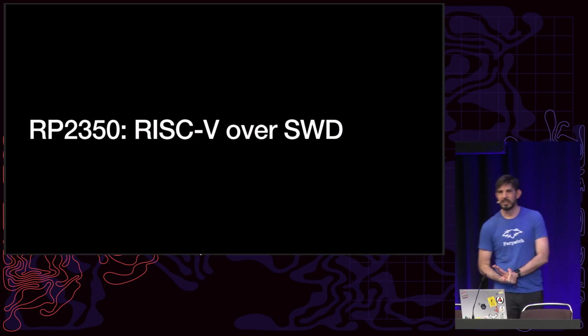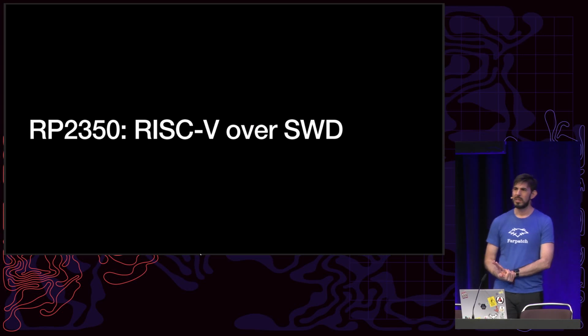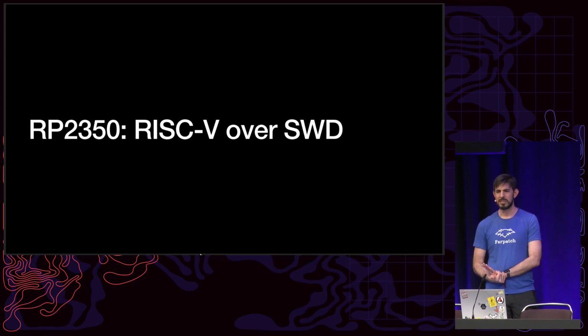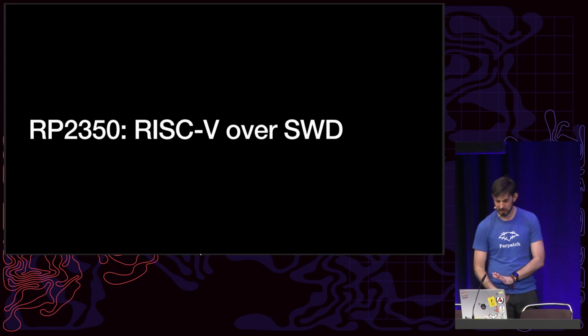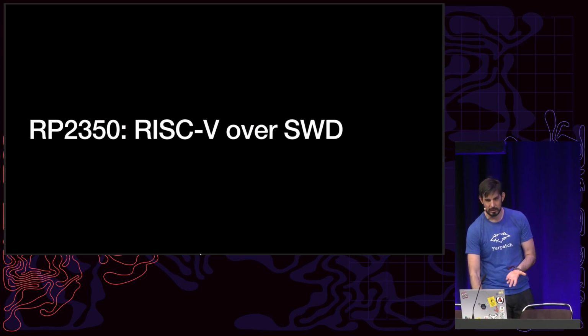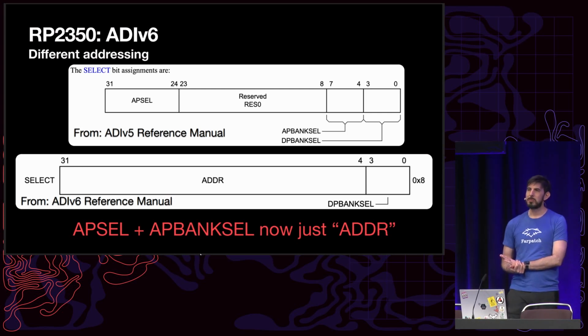I do want to take a brief aside now and talk about the RP2350, which does something that's actually really cool. RISC-V over SWD. Normally you think about SWD as being exclusively ARM, but the RISC-V Foundation with their newest chip actually did something really cool with the debug situation. Up until now, we've been talking about ADI version 5.